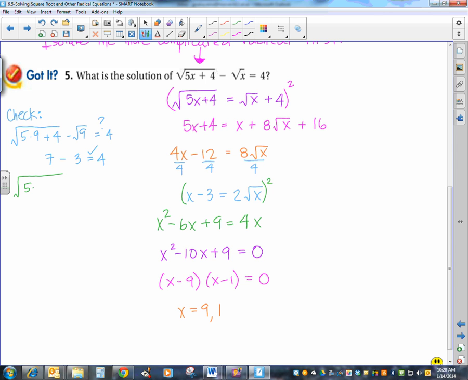Okay, let's check 1. So we have the square root of 5 times 1 plus 4, minus the square root of 1. Does that equal 4? 5 plus 4 is 9. Square root of 9 is 3. Square root of 1 is 1. Does 3 minus 1 equal 4? No, it does not. So we cross that one out, and our answer is just x equals 9. So that is all we have for solving square roots and other radical equations.